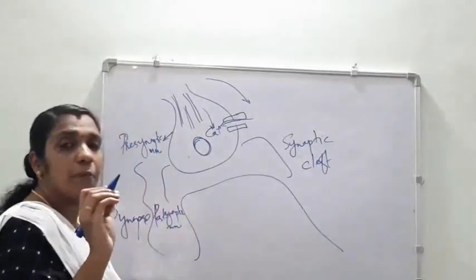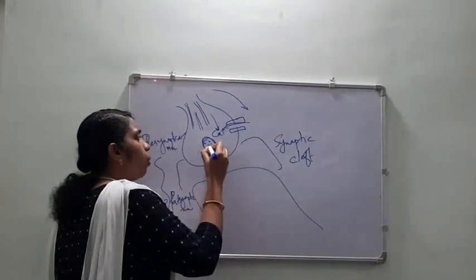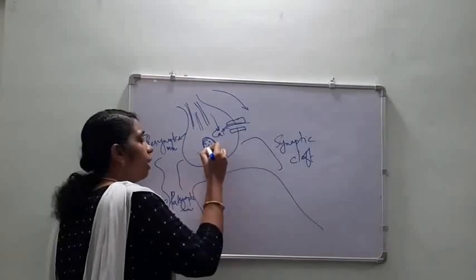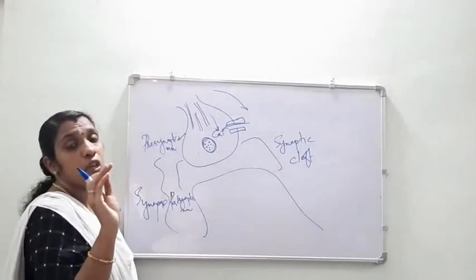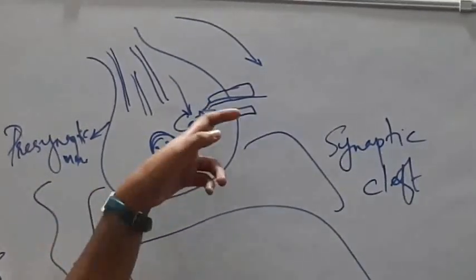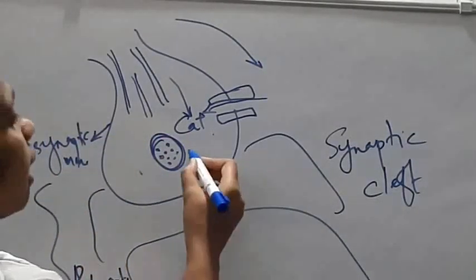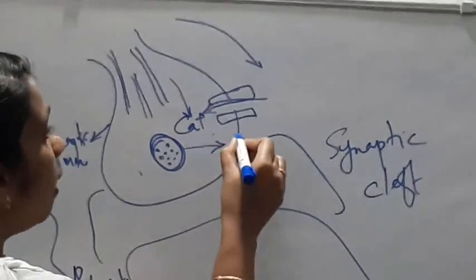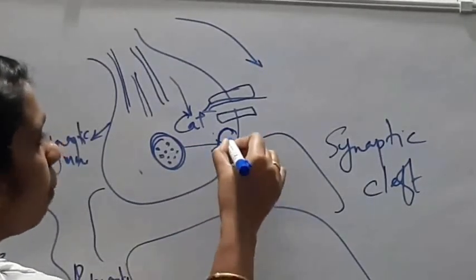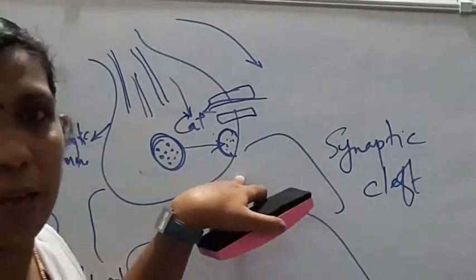Synaptic vesicle. And this synaptic vesicle is loaded with neurotransmitters. There are so many neurotransmitters identified in the nervous system, which are responsible for the conduction of this nerve impulse. So what happens is the calcium channel opens, calcium enters inside, and this synaptic vesicle with the neurotransmitters comes in contact with the presynaptic membrane. You understand?